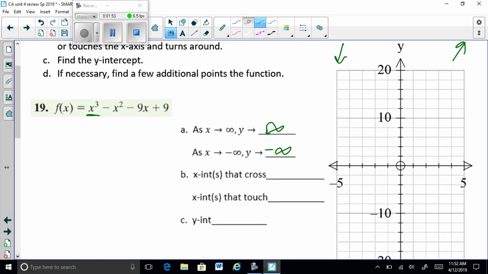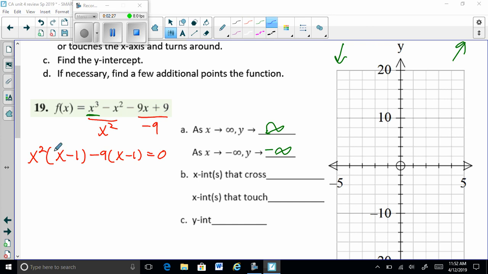All right, so we'll start by finding the x-intercepts. This one in particular, I can do by factoring by grouping. I'm going to start by factoring out that x squared right there, and that'll leave me with an x minus 1. And then here I'm going to factor out a negative 9, and that'll leave me with an x minus 1. And set that equal to 0, because that's the definition of finding our x-intercepts, right?